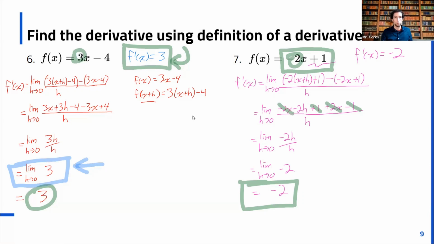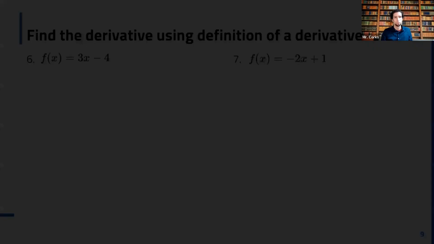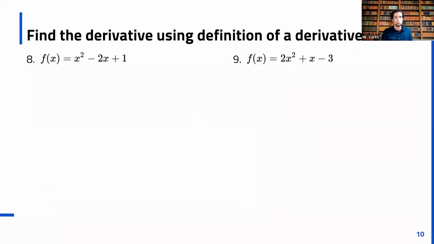Okay. Next pair of questions. Let's do this one on the left here first. So again, using our shortcut power rule, if we remember it, what should this be equal to? Or what should our derivative be equal to? 2x minus 2.